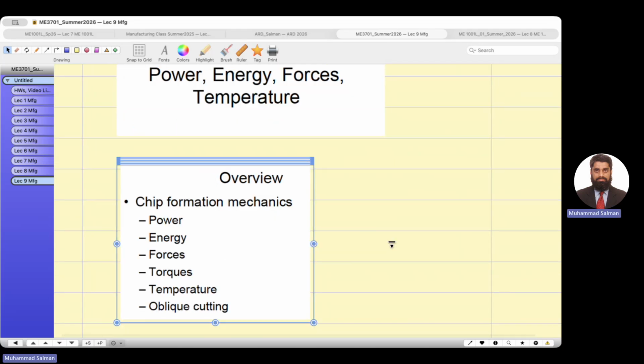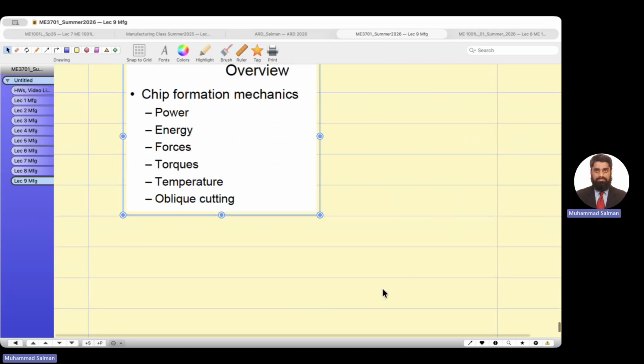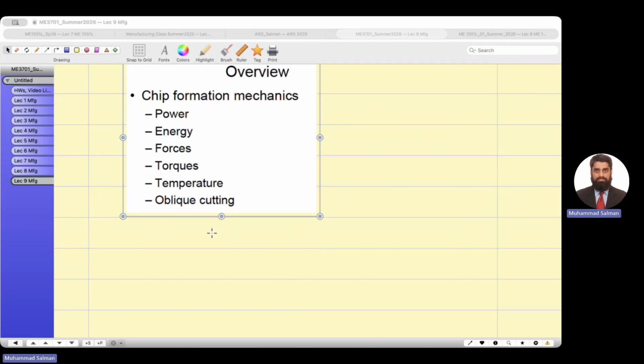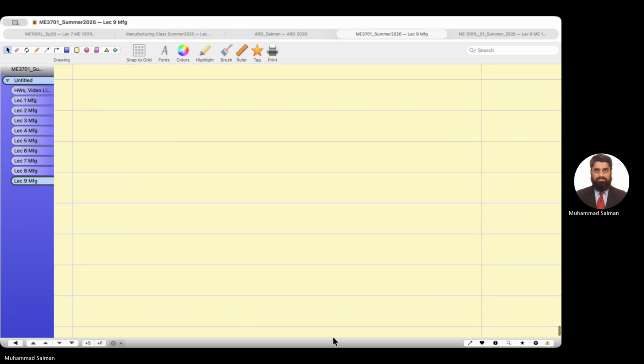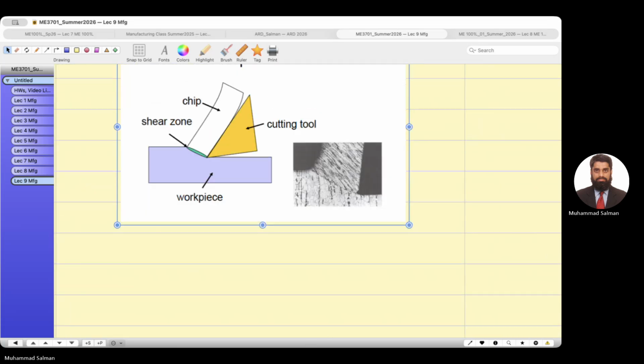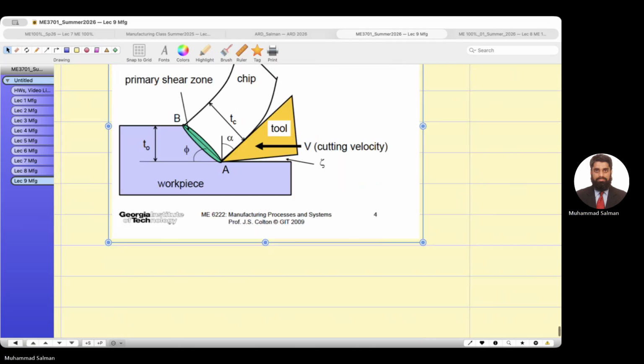We will also see in this slide what oblique cutting is, some of the parameters here, and idealized chip formation. It is the same diagram, so I'm skipping faster. Let's come to the question.